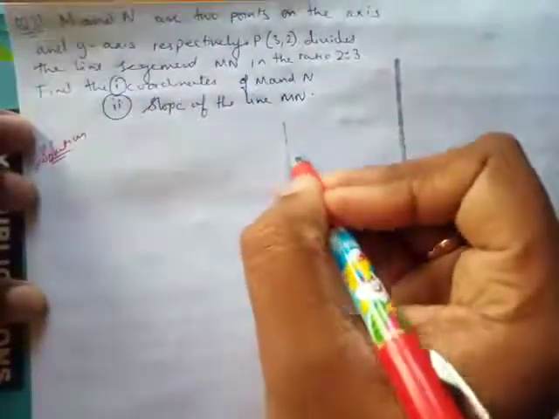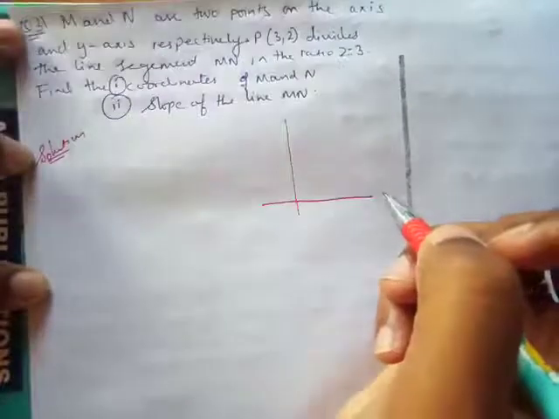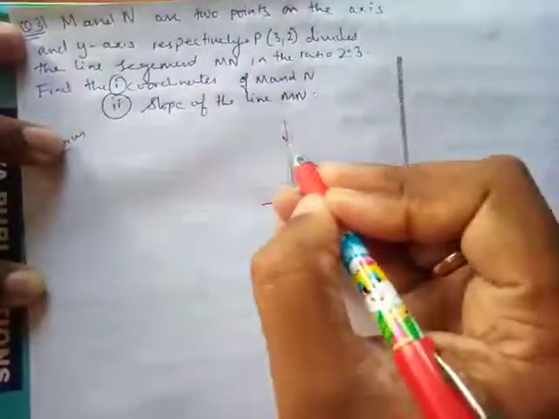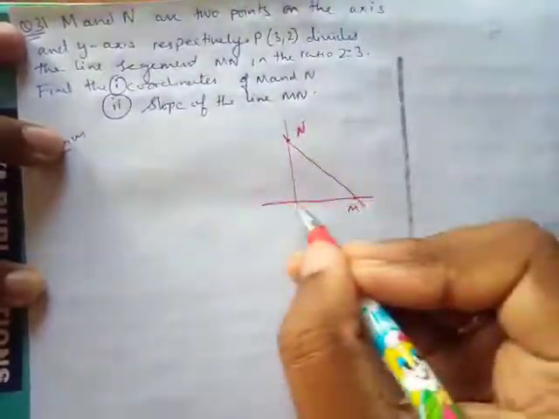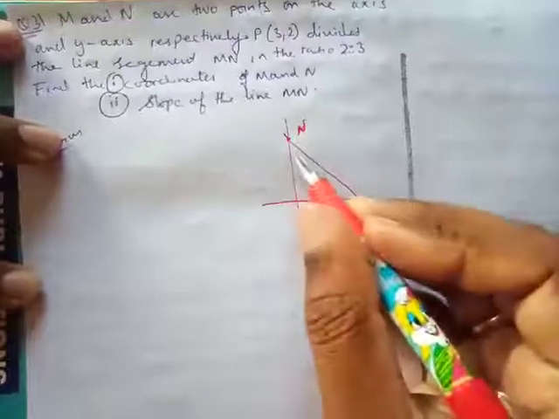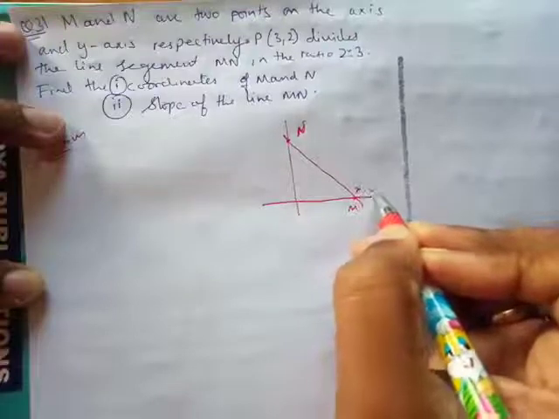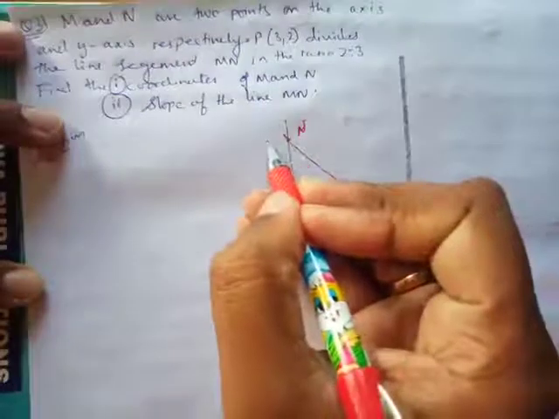So the very first thing I'm going to do is put this in my head and try to make the figure for this. M and N are the two points on the x-axis and y-axis respectively. So this is M and this is N. M is on the x-axis, N is on the y-axis. I don't know the coordinates of these, so I'm writing the coordinates of this as (x, 0). x will be there but y will be 0, and the coordinates of this are (0, y).